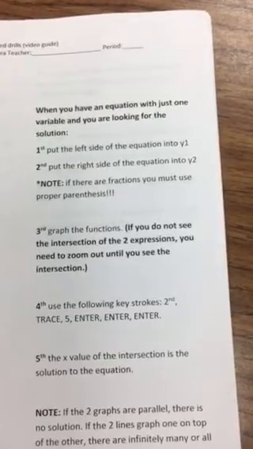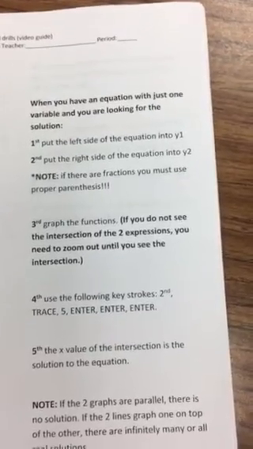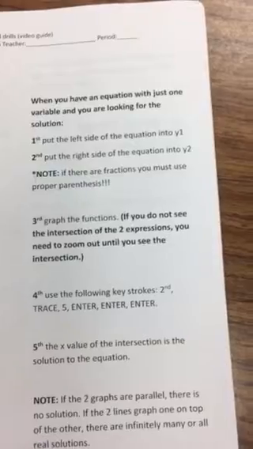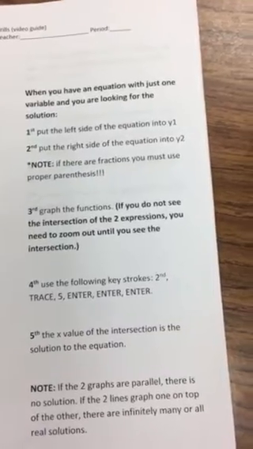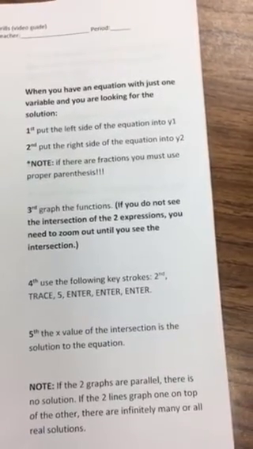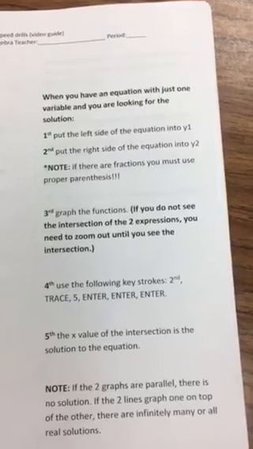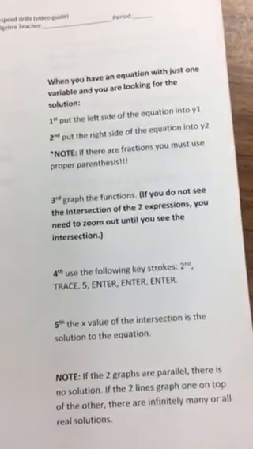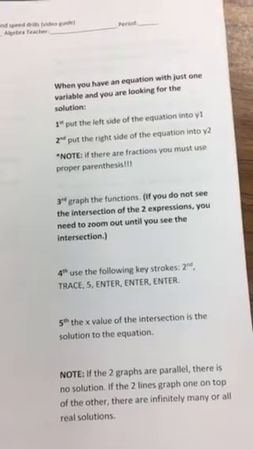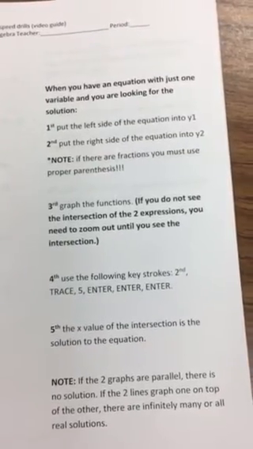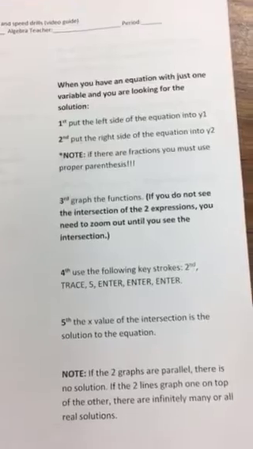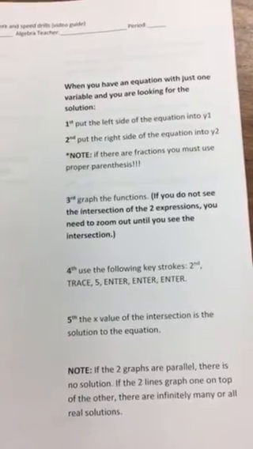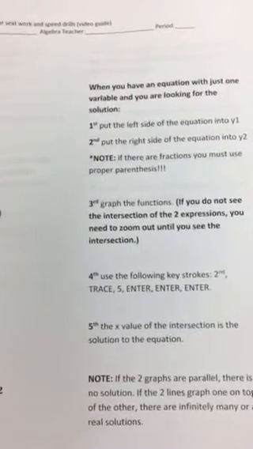We'll look at that. You graph the function. If you can't see the intersection of those two lines, that's what's going to happen in these cases. It's going to give you two lines. If you cannot see where they cross, you need to zoom out until you see them. Once you see the intersection, you do second trace 5, enter, enter, enter, and then the x value of that intersection is the solution to your problem. So let's go ahead and try this.